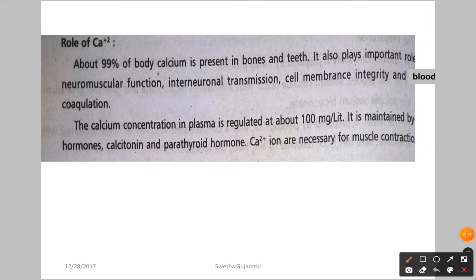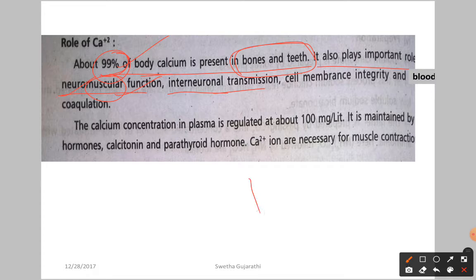Next, the role of calcium. As you know very well, almost 99% of the calcium in our body is present in bones and teeth. So bones and teeth consist mostly of calcium. It also plays an important role in neuromuscular function. Muscular means muscles, and for the muscles we have the neurons. For neuromuscular function we need calcium along with interneural transmission.